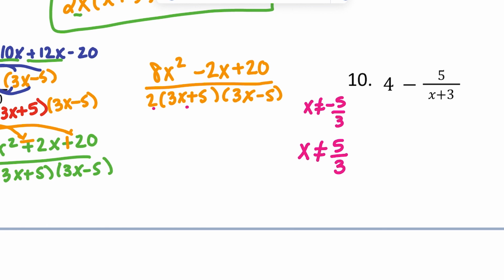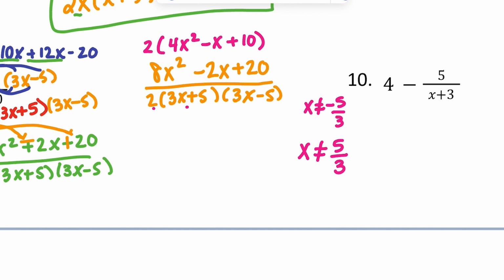Finally, what we want to do is try to factor so that we can see if this simplifies. So I'm going to start in the numerator. What I notice right away is that they're all even numbers. So I know that they have to have a GCF of 2. So I'm going to start by factoring out 2. And I'm left with 4x squared minus x plus 10.